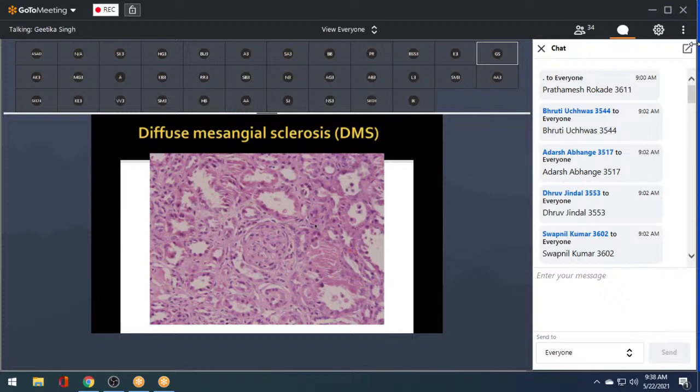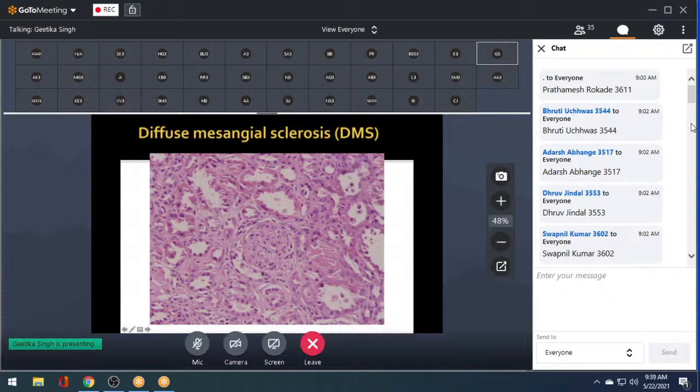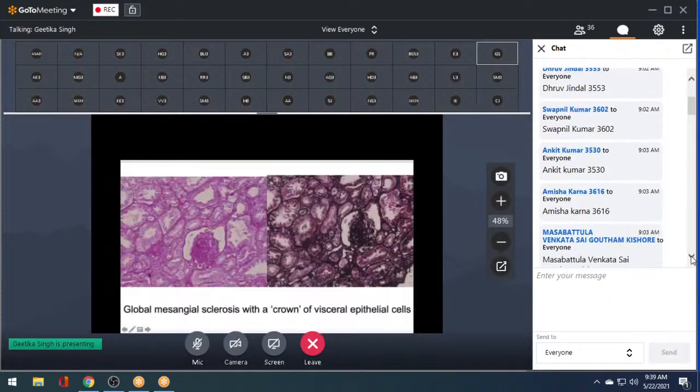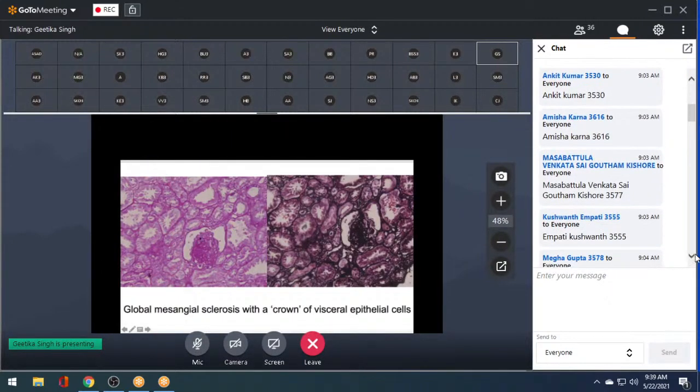Okay. Now, the third, so out of the four initial primary podocytopathic injuries, I have shown you minimal change, I've shown you FSGS, and I've shown you collapsing. What I've not shown you till now is diffuse mesangial sclerosis. This is what it looks like. You see mesangial sclerosis, and you will see some level of crowning with the podocytes. Okay. So why is it different from FSGS?